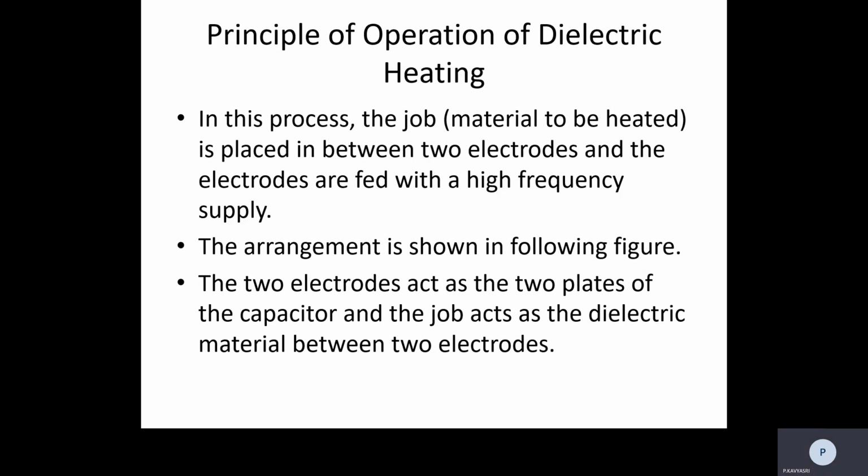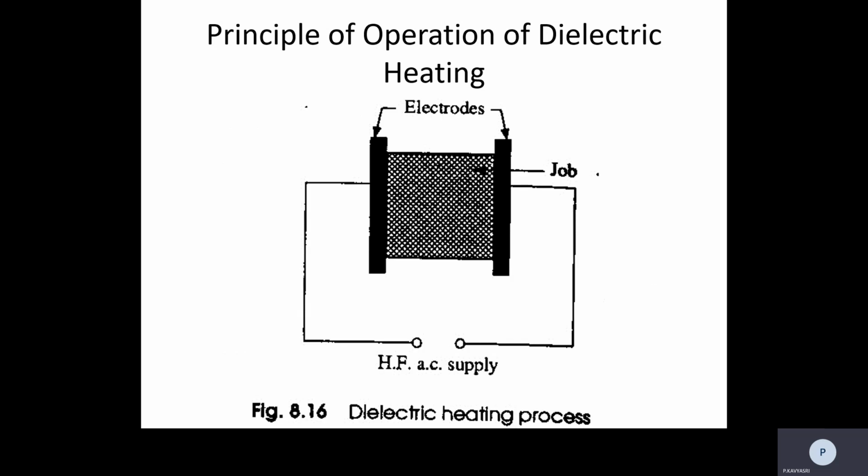Now we will see the basic principle of operation of dielectric heating. In this process, the material to be heated is placed between two electrodes, and the electrodes are fed with a high frequency supply. For example, if I want to heat any object, I have to place that material between the two electrodes and supply high frequency to those electrodes, and that arrangement is shown in the figure. Here you can see the middle one is our material which we are going to heat, and there are two electrodes. In between the two electrodes we are placing that material.